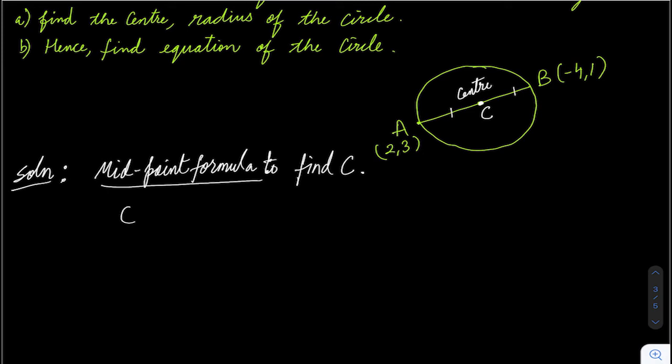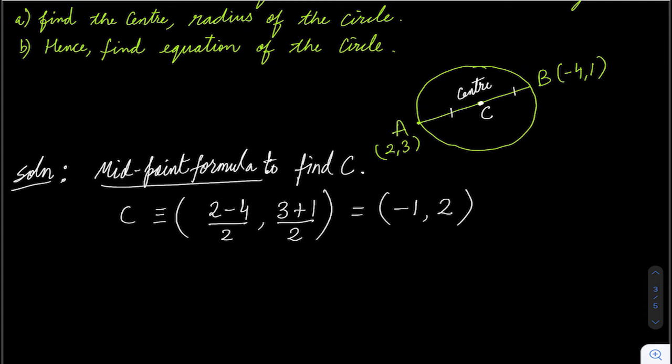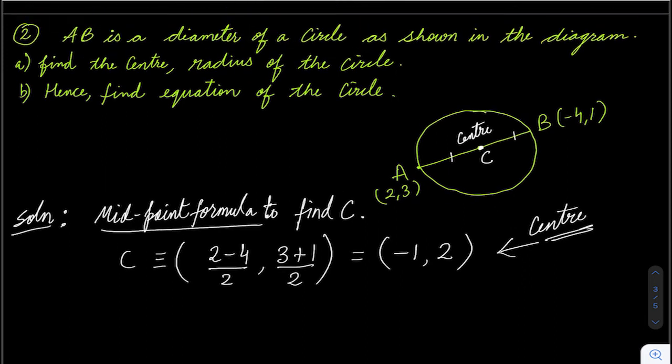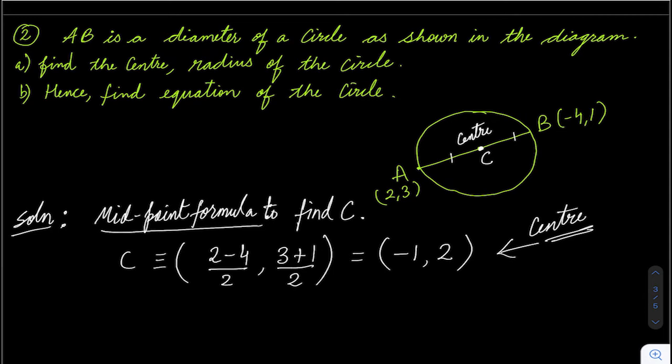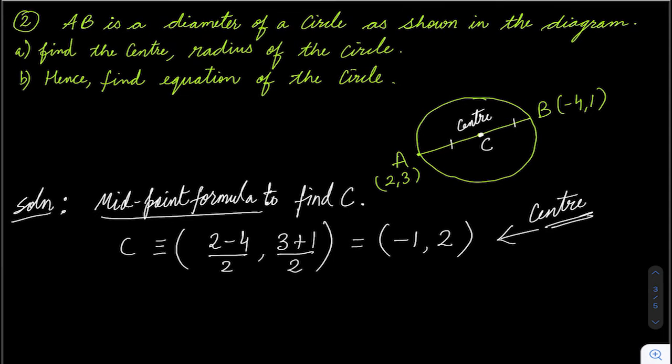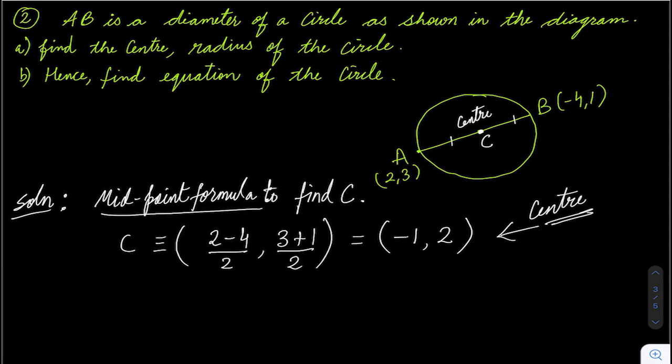And how do you find the midpoint? You take the average. So my midpoint will be the average of x coordinates and y coordinates. So my x coordinate average is this. My y coordinate average is this, which is nothing but, this will be minus 2, this will be minus 1 comma 2. So this is my center. As simple as that. Just remember this. If diameter coordinates are given, endpoints are given, then just take the midpoint. That will give you center.